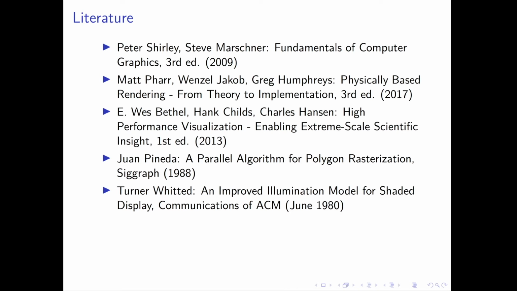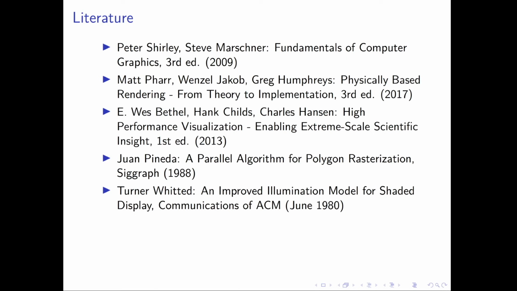For our discussion on parallel rendering, I can recommend the High Performance Visualization book, which is more like a compilation that several authors contributed to. It discusses a bunch of topics that we also discuss that are relevant to visualization at scale, when you have large data sets and many processors.